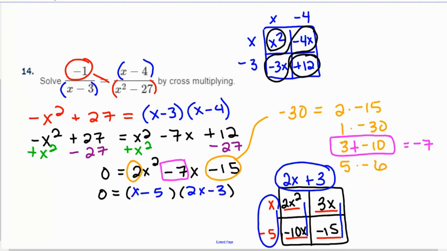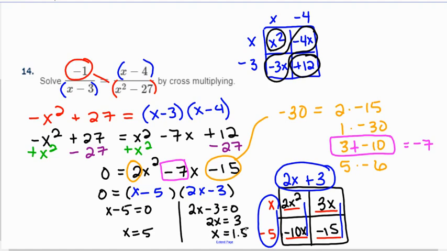Okay, now the way that you solve these is you apply the zero product property. So you have x minus 5 set equal to 0. And you have 2x minus 3 set equal to 0, right? When you solve that, subtract 3 from each side, divide each side by 2, x equals 1.5. Oops, that's a plus 3, so this is a negative, and this is also a negative.